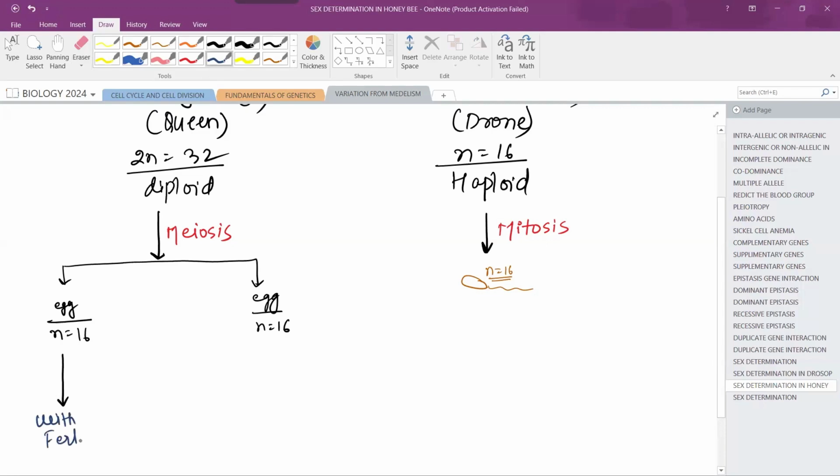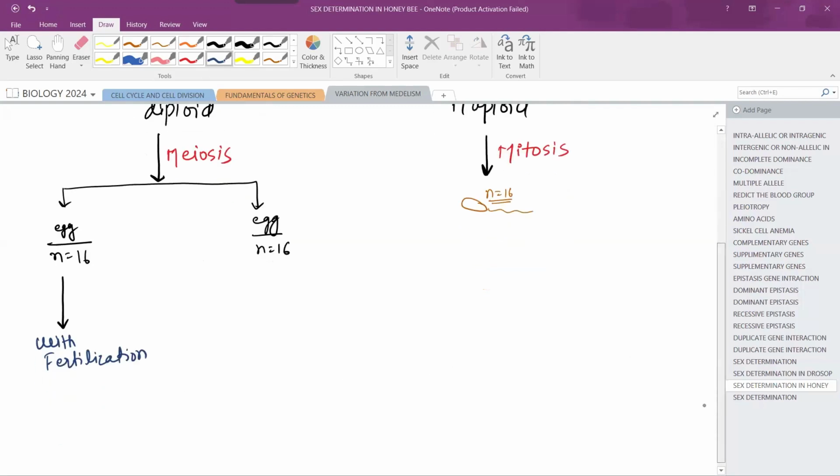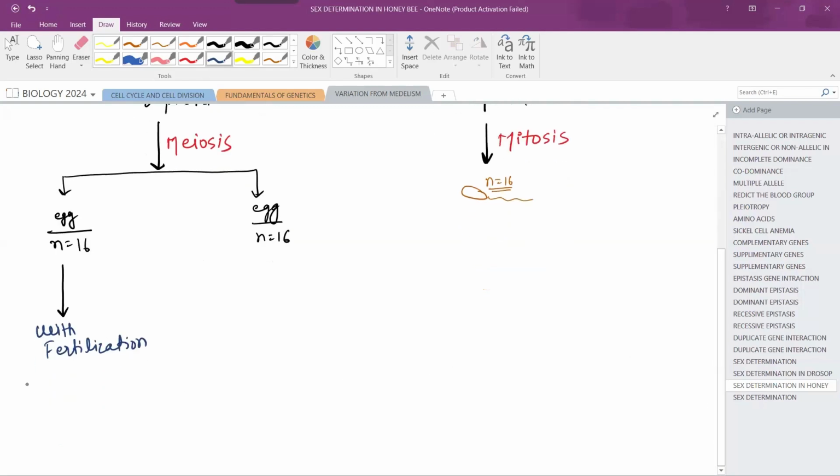without fertilization, if this will produce a progeny, then this progeny is female having n is equal to 16. Female having n is equal to 16. And can you name the process? This process is called parthenogenesis.